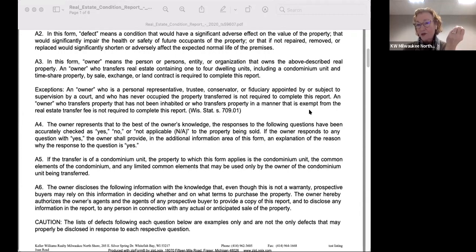New construction: nobody's ever lived there. Not just the seller has never lived there. If no one has ever lived there, they are exempt from the condition report. Or if it is being transferred, say, from a father to a son, family, then you're not required to pay a real estate transfer fee. Then that property is also exempt from the real estate condition report. This is the important part. And this is the part that a lot of agents, even very experienced agents, have either not learned or have forgotten.